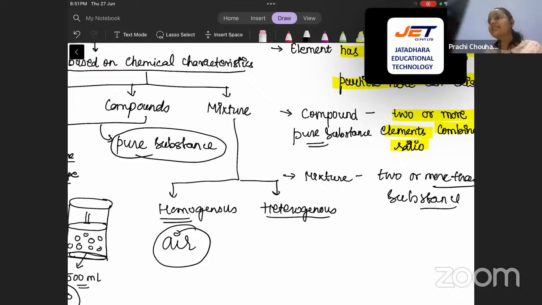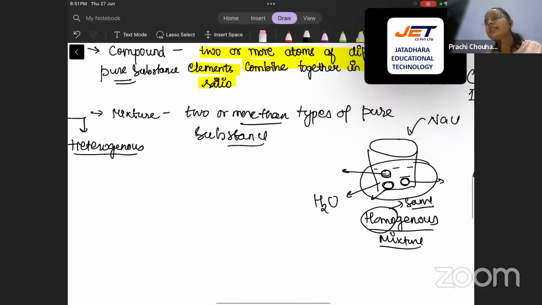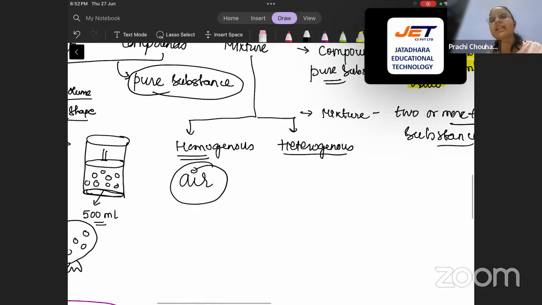And what are the other examples? If I mix anything in water, let's suppose if I mix sugar, if I mix salt, or if I put ink, then after a while what you will see is that the whole of the water acquires the same blue color. Now, irrespective of from where I am taking the mixture, it will have the same composition. And the examples of homogeneous mixture are solutions.